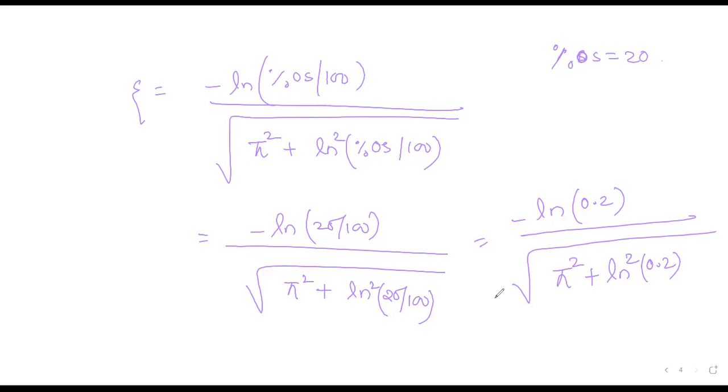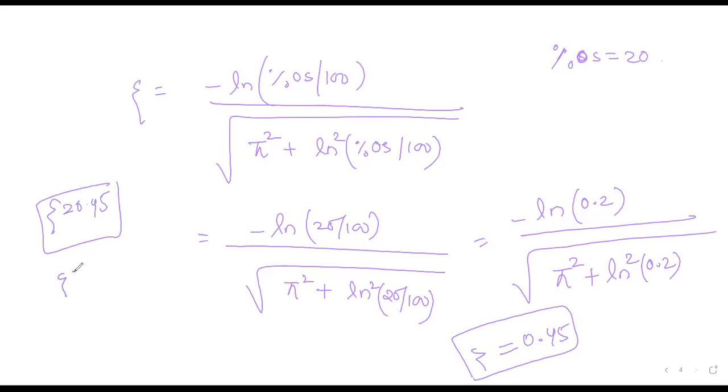I did the whole thing and I got 0.455. Okay, so this is your value of zeta. Zeta is 0.45, right? And since it is less than 1 and greater than 0, that means your system is underdamped.